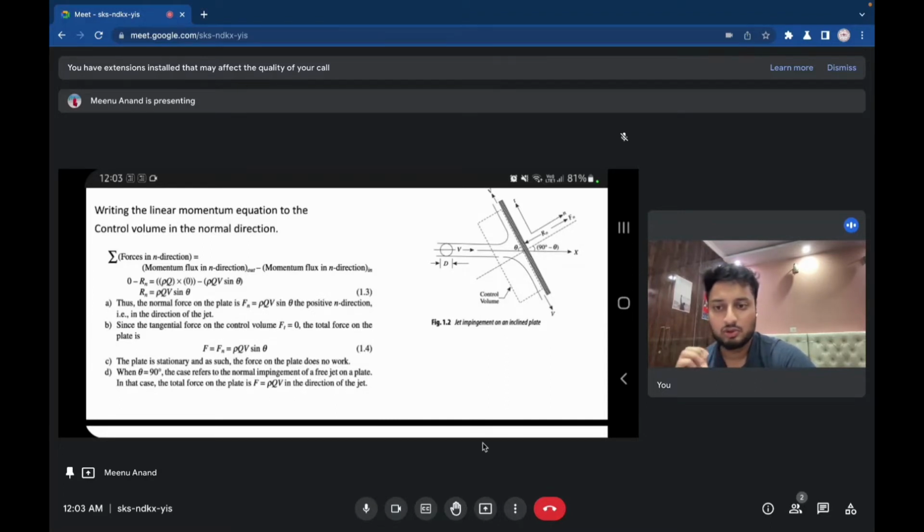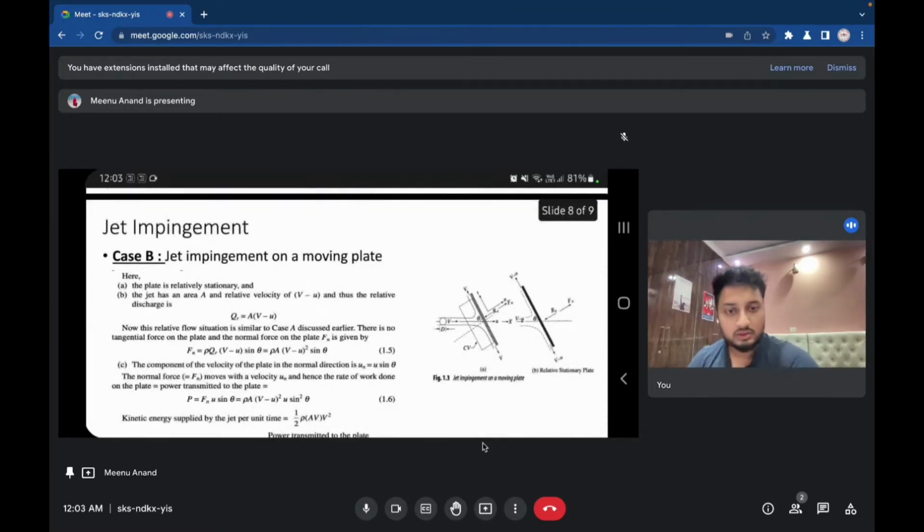Thus, the normal force on the plate is Fn, which is equal to rho Q V sine theta, in the positive n direction, that is, in the direction of the jet. Then the tangential force on the control volume Ft is equal to 0. So the total force on the plate is F equal to Fn, which is rho Q V sine theta, which gives us our fourth equation. The plate is stationary, and as such, the force on the plate does no work. When theta is equal to 90 degrees, the case refers to the normal impingement of a free jet on a plate. In that case, the total force on the plate is F equal to rho Q V in the direction of the jet.